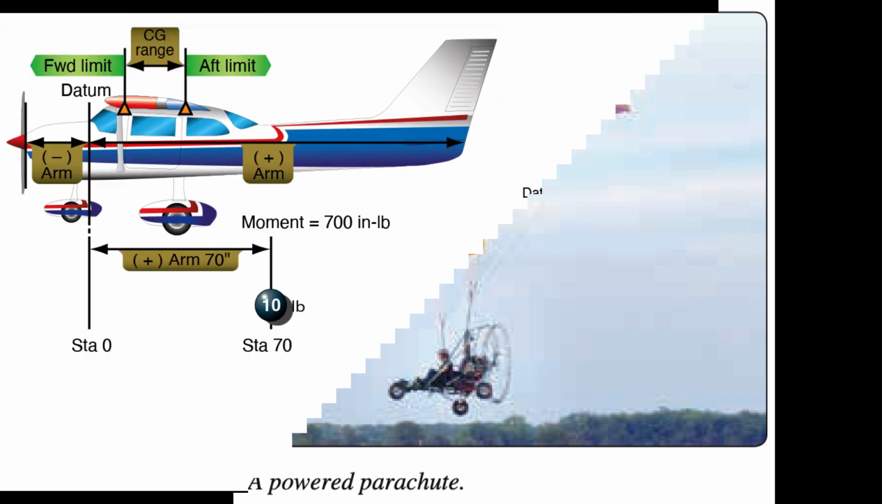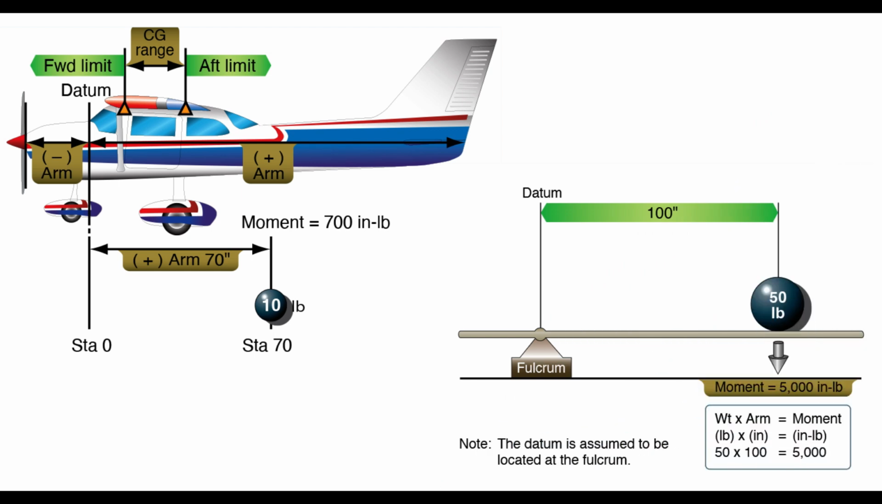Moment and moment arm. A study of physics shows that a body that is free to rotate will always turn about its CG. In aerodynamic terms, the mathematical measure of an aircraft's tendency to rotate about its CG is called a moment. A moment is said to be equal to the product of the force applied and the distance at which the force is applied. A moment arm is the distance from a datum, reference point or line, to the applied force.